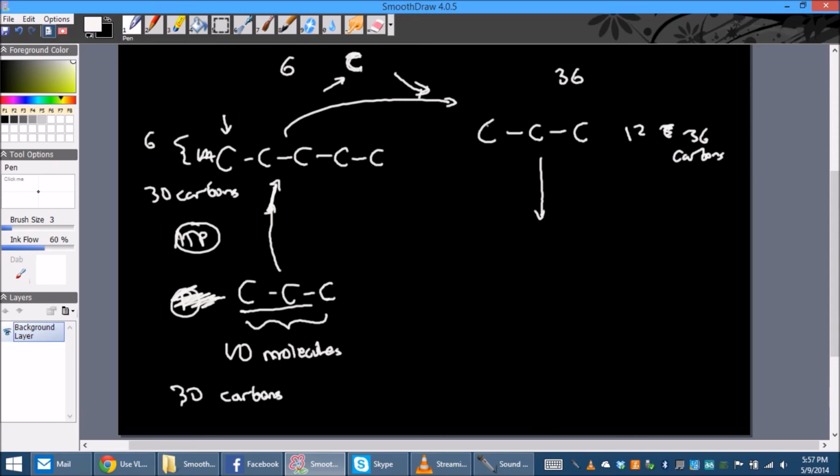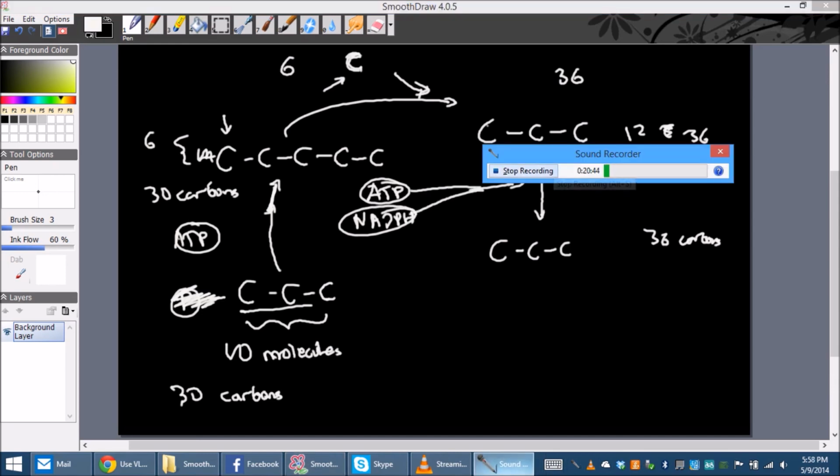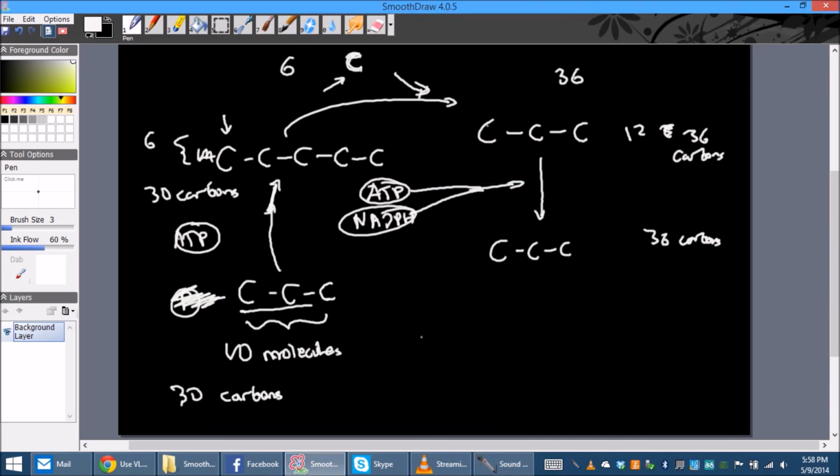Now, you use more ATP in order to convert these 12 3-carbon chains into modified 12 3-carbon chains, so it's still 36 carbons. And in the process of this, you use ATP and NADPH. Okay, and you use ATP and NADPH.